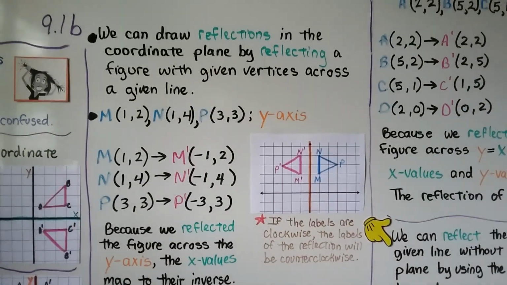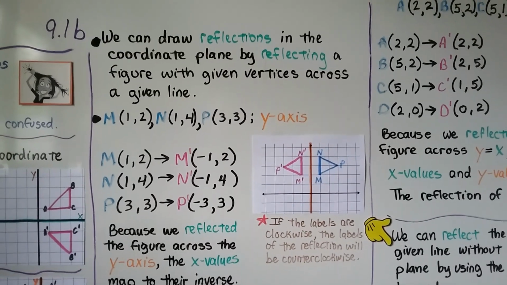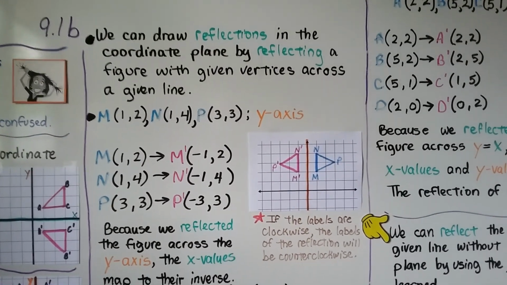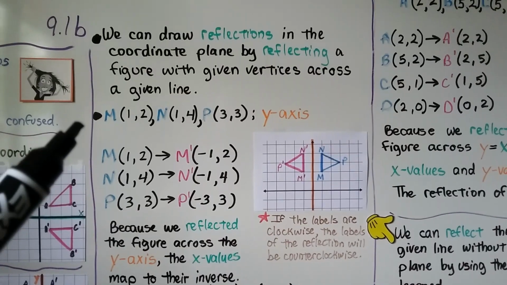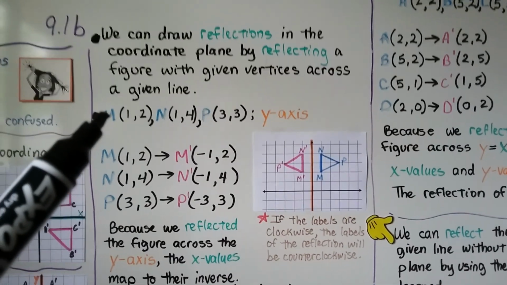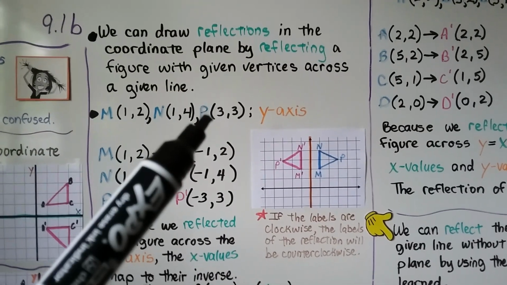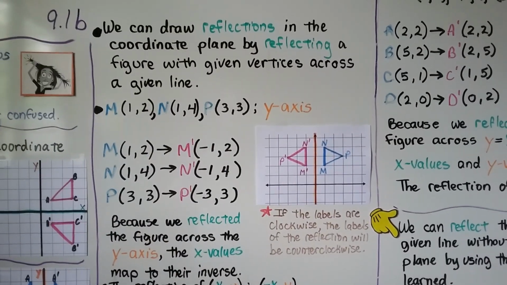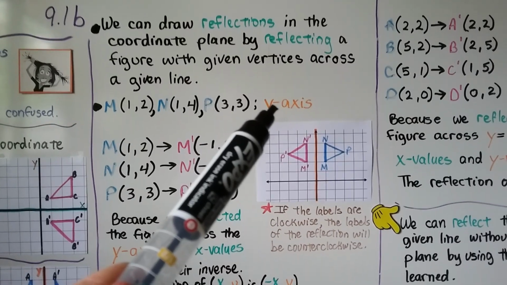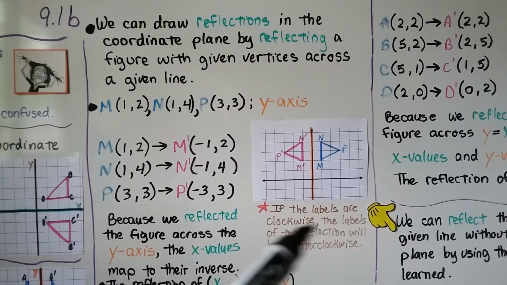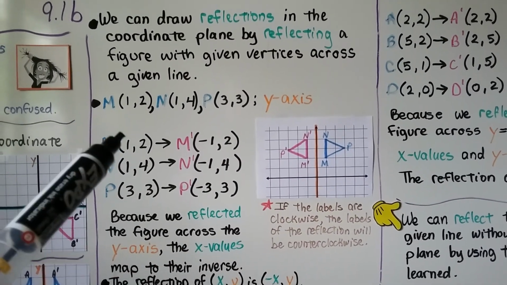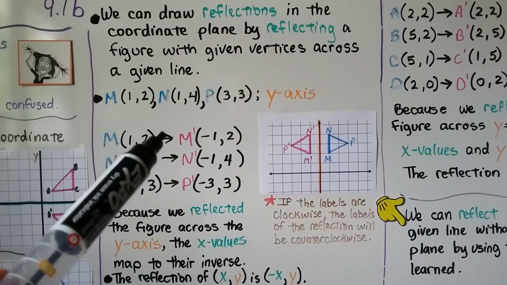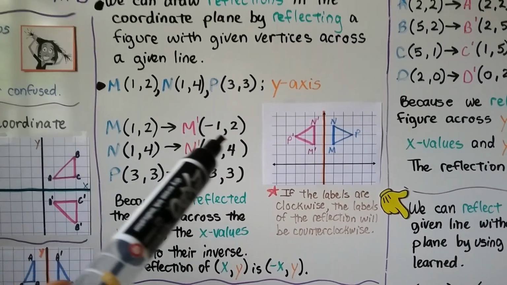And we can draw reflections in the coordinate plane by reflecting a figure with given vertices across a given line. And we can see that we've got the coordinates for M, N, and P. So without even looking at this drawing, we know there's 3 points. It must be a triangle, right? We're going to reflect it across the y-axis. So for point M, we've got a 1, 2. That's going to map as M prime as a negative 1, 2.